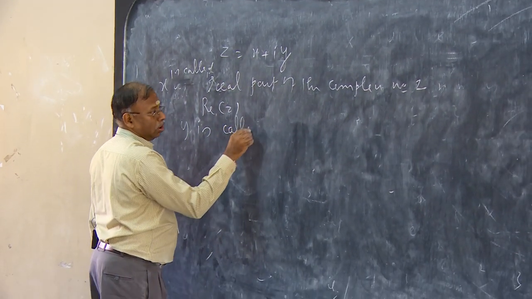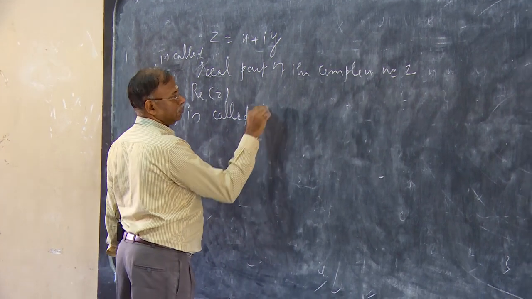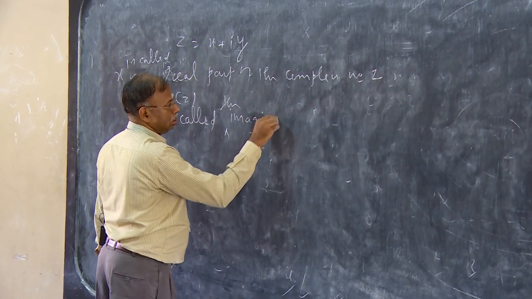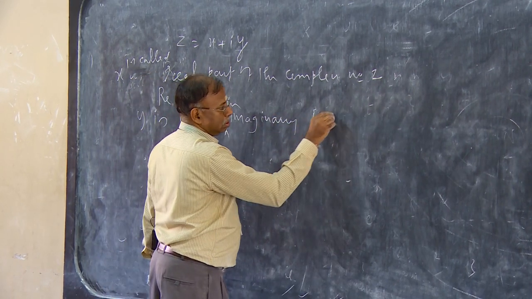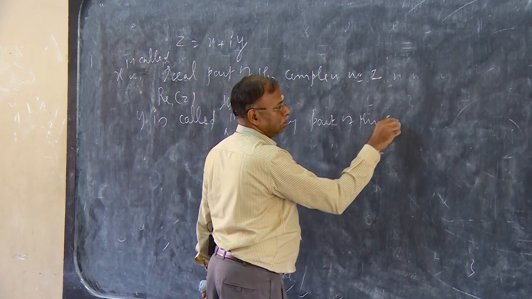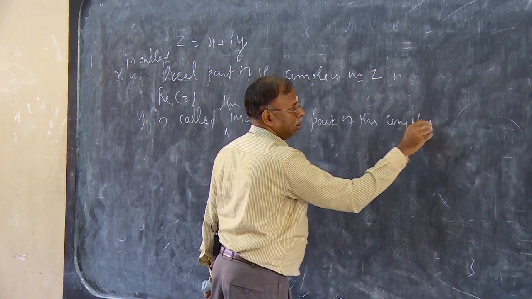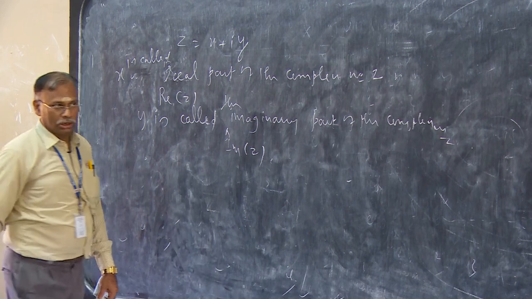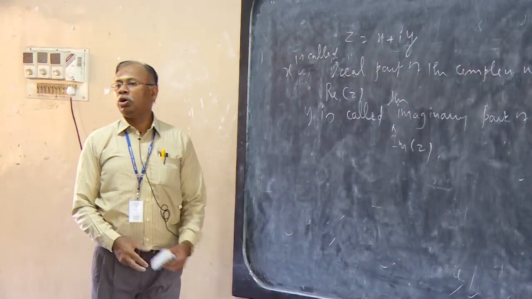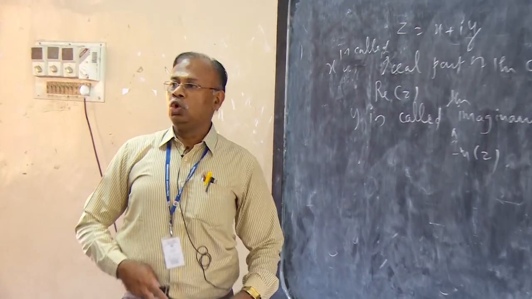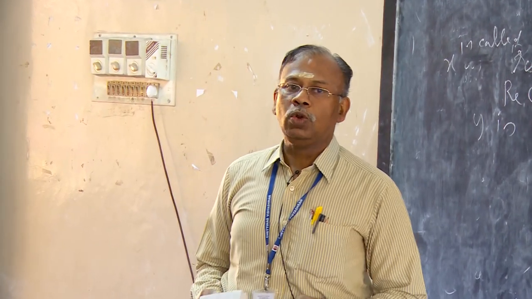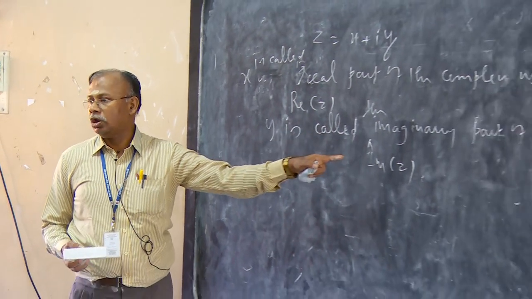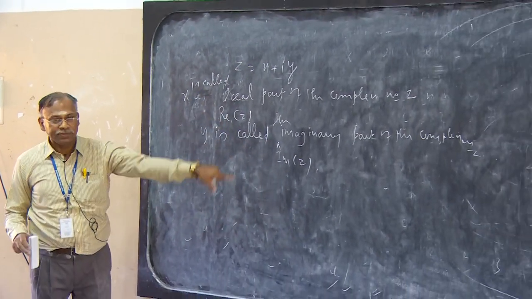Y is called, not IY, simply Y, the imaginary part of the complex number Z. We write IM of Z. Now if I think about 2 plus 3i, the real part is 2, the imaginary part is 3. If I take root 3 minus i, the real part is root 3, the imaginary part is minus 1, not simply 1. I have to take it along with the minus sign.